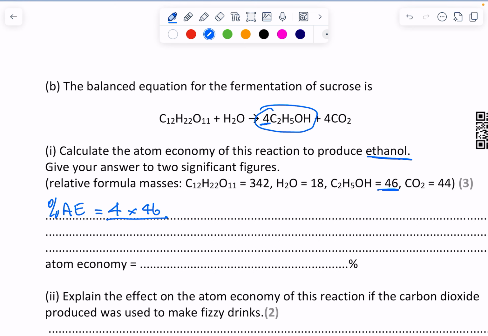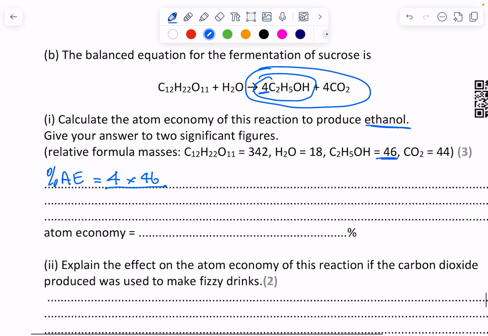Underneath, I then got to work out the mass of all the products. So I've still got 4 lots of ethanol, so I've got 4 times 46, and then we're going to add 4 lots, so it's 4 times the mass of carbon dioxide, which is 44. 4 times 44, and then we times the whole thing by 100. And it wants us to give an answer to 2 significant figures. So let me put all that into my calculator. So I've got 4 times 46 divided by 4 times 46 plus 4 times 44.